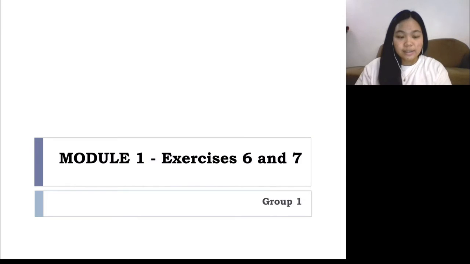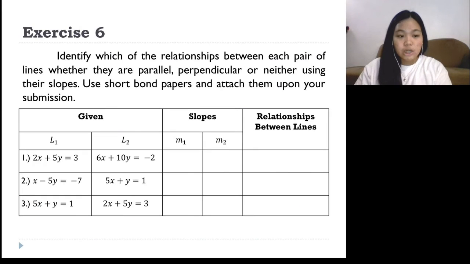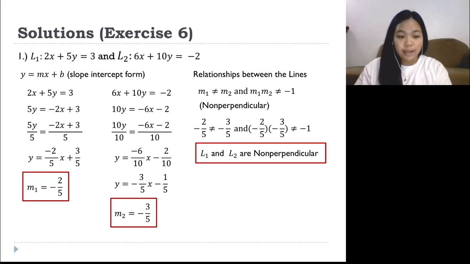Module 1, Exercises 6 and 7. For Exercise 6, identify the relationship between each pair of lines, whether they are parallel, perpendicular, or neither, using their slopes. Number 1, we have lines 2x plus 5y equals 3 and 6x plus 10y equals negative 2. To find their slopes, we have to transform the equations into their slope-intercept form, y equals mx plus b.